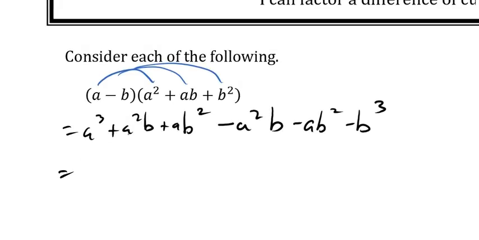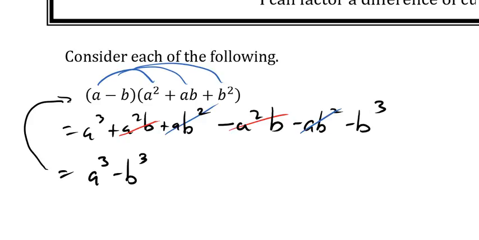So what do we notice? A squared b minus a squared b. ab squared minus ab squared. A cubed minus b cubed. So what do we call that? Difference of cubes, just like a difference of squares. So we can use that to factor. If you ever are looking at a difference of cubes, then it factors back to that.